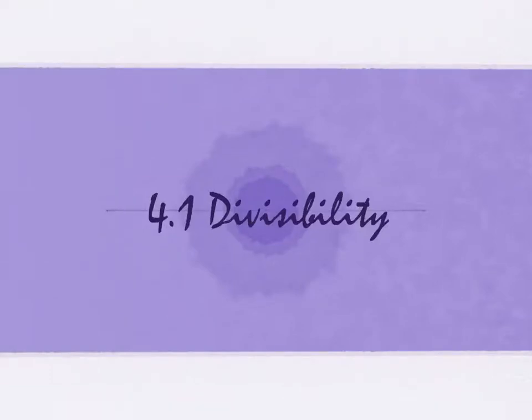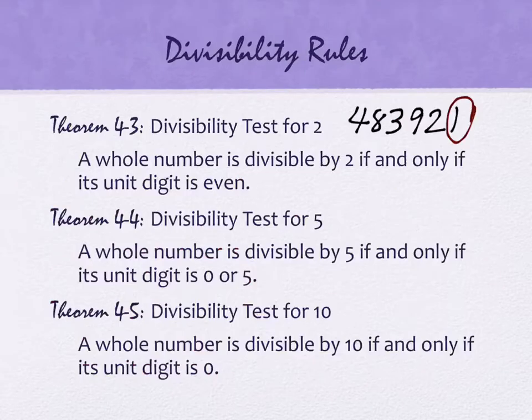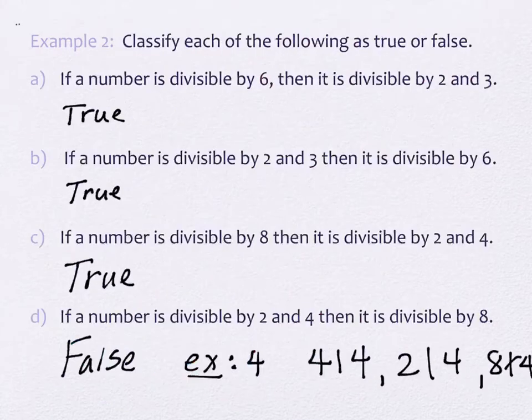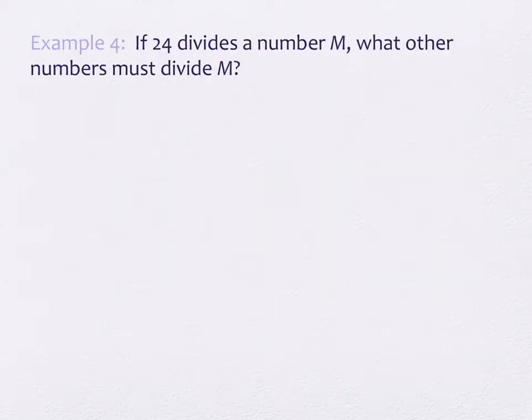Last time we looked at section 4.1 divisibility, we looked at a bunch of different things, and we are at the point where we're looking at example number 4. Example number 4 talks about a number being divisible. So we have 24, and 24 is able to divide m. The question is, what other numbers must also divide m? Any ideas?